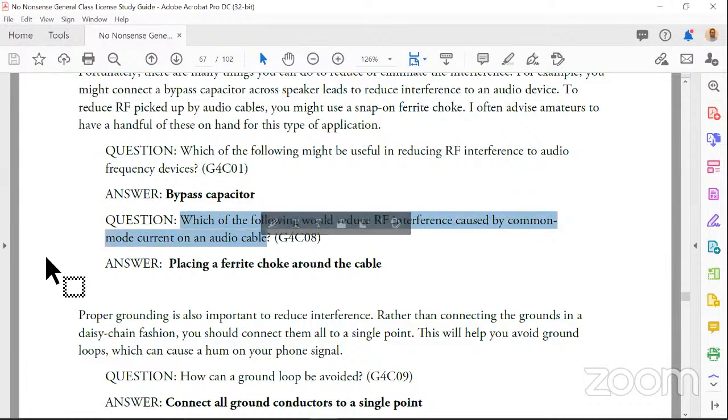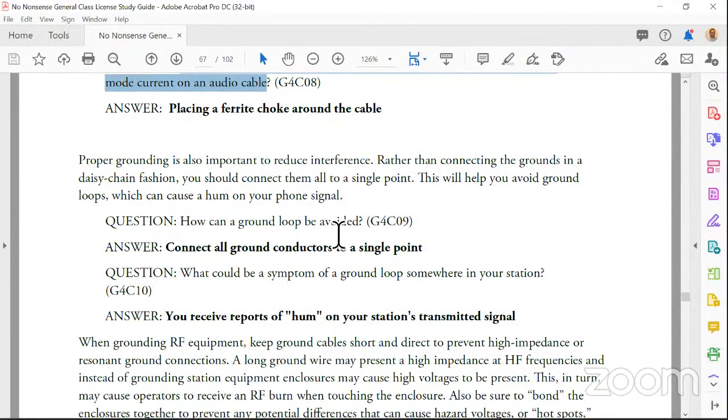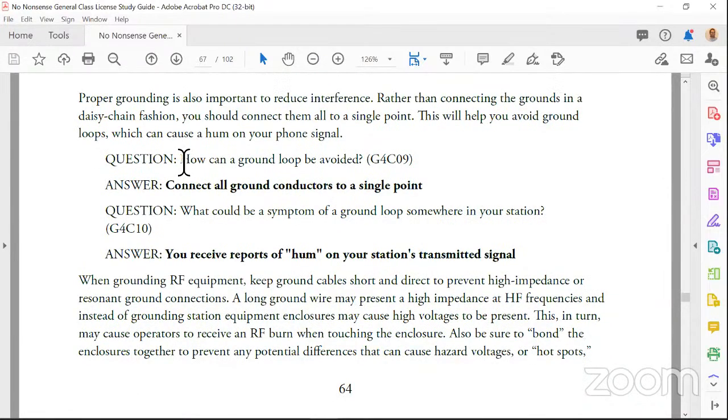Okay, yet another question. Which of the following would reduce RF or radio frequency interference caused by common mode current on an audio cable? So we said that sometimes our transmitter, the stray RF, could get onto the audio cable and cause interference. And we also talked about this before, sometime earlier in our general class, which is the ferrite choke. So if you place a ferrite choke around the cable, that can reduce such interference. So you see, we have techniques to solve problems of interference.